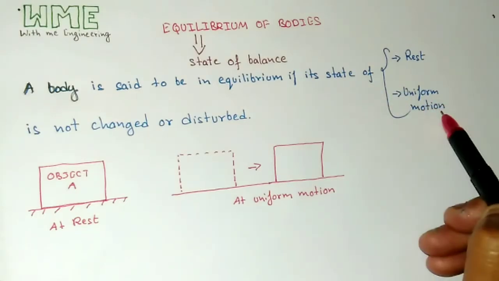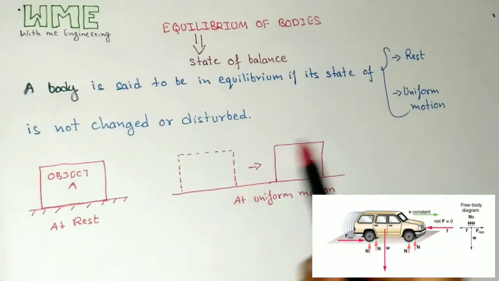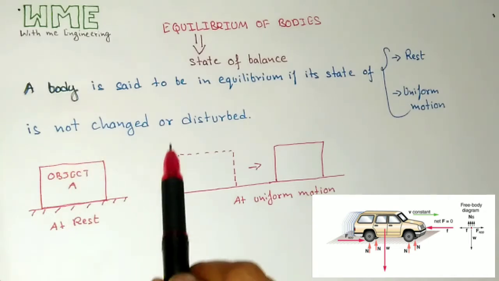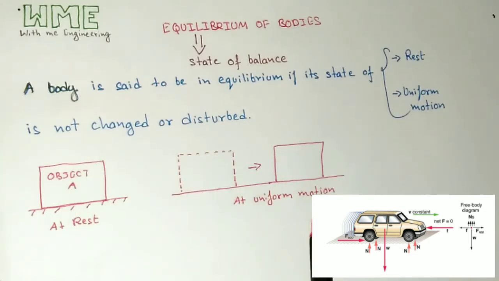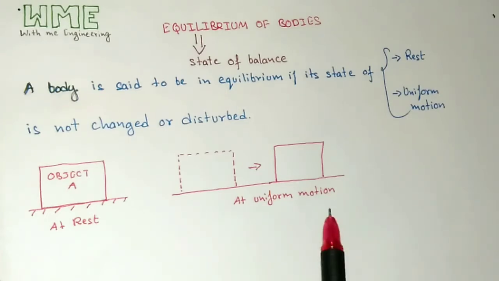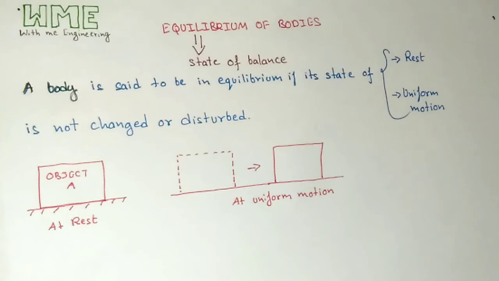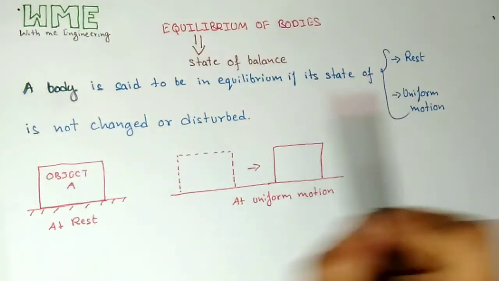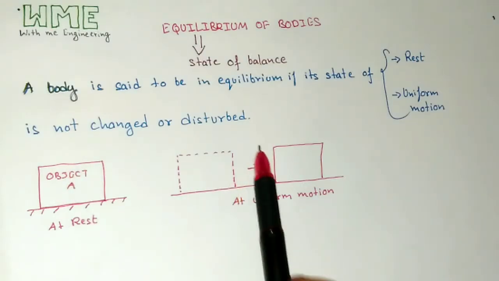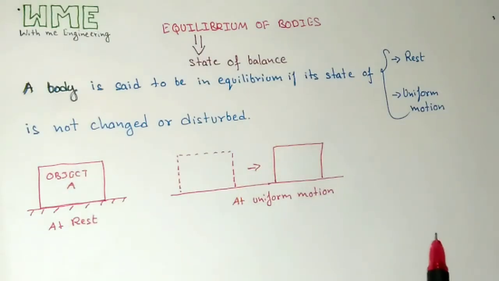Or it's a state of uniform motion. That is, if a body is in uniform motion in a straight line and it is not changed or disturbed, then this body is said to have attained a state of equilibrium. This is one of the basic concepts of the equilibrium of a body, and this definition is followed in every other condition.